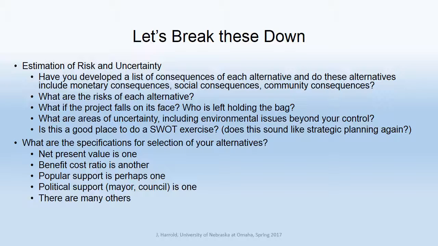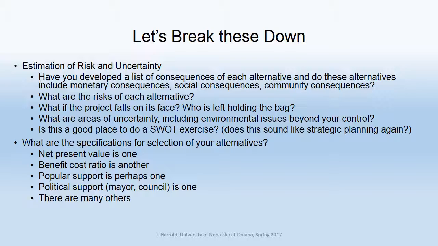What are the areas of uncertainty, including environmental issues beyond your control? And I don't mean the natural environment, I just mean the environment of business, the social environment. What are you uncertain about? Is this a good place to do a SWOT exercise? Have you ever done one of those in strategic planning, a strengths, weaknesses, opportunities, and threats exercise? Again, a lot of constructing a cost benefit analysis is like strategic planning. And so I'd ask that question again, who's helping you with this? What are the strengths, weaknesses, opportunities, and threats in your community? And then how does that impact your building your community center, for example?